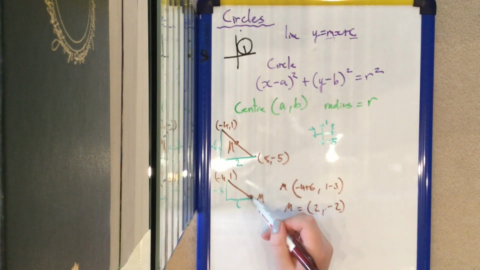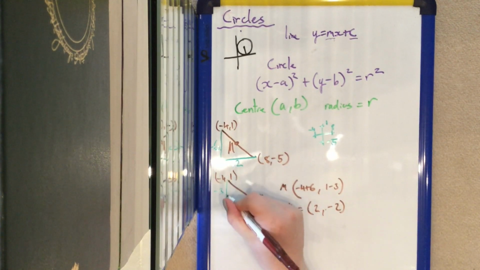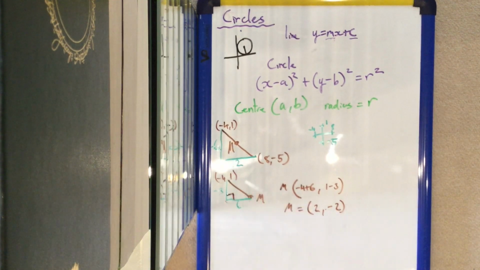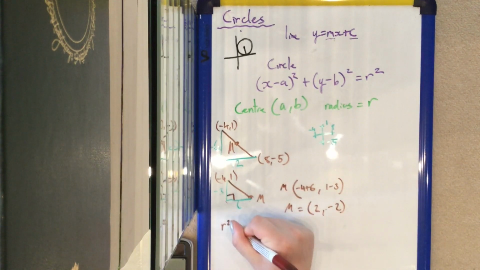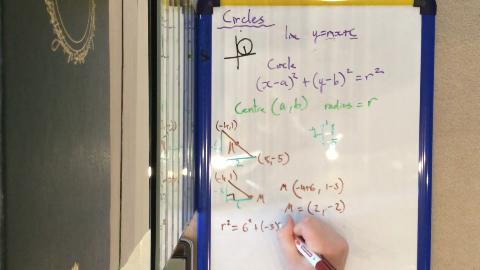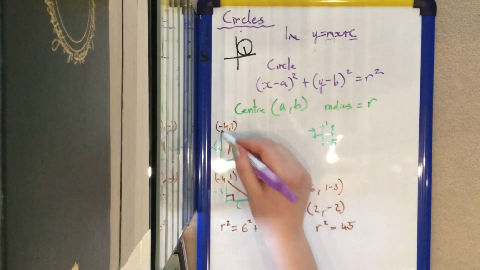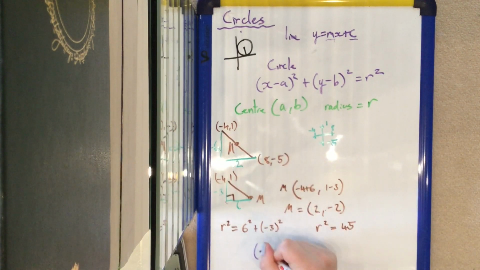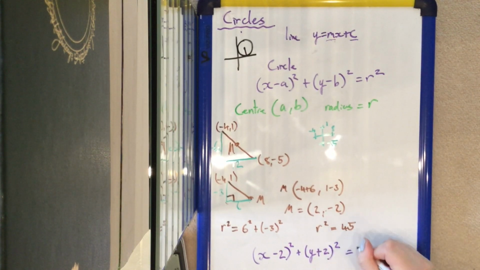Now that I know the centre, and I know that (-4, 1) is a point on the outside, I can find my radius using a little bit of basic Pythagoras because I've got a right-angled triangle here. So my radius, or in this case for the equation my r squared, is going to be 6 squared plus -3 squared. So my r squared is 45. So for a circle with this diameter, the equation is (x minus 2) all squared plus (y plus 2) all squared equals 45.